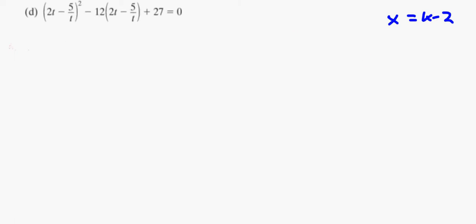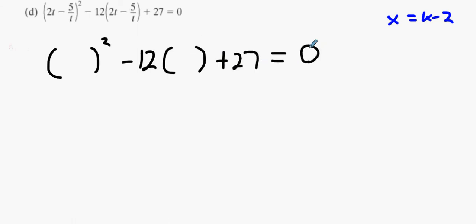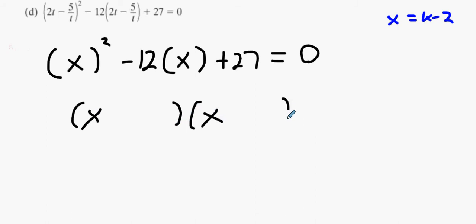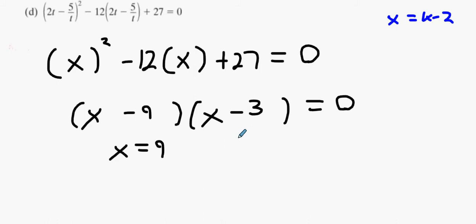All right, guys. What do I do here? Blank squared minus 12 times blank plus 27 equals 0. What do I do? Huh? So substitute in x, yeah? What's our two answers then? What about minus 9 and minus 3? X equals 9. X equals 3.